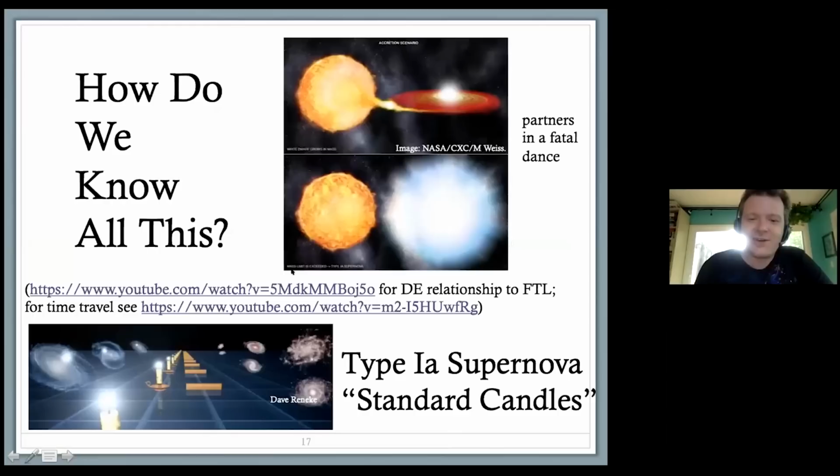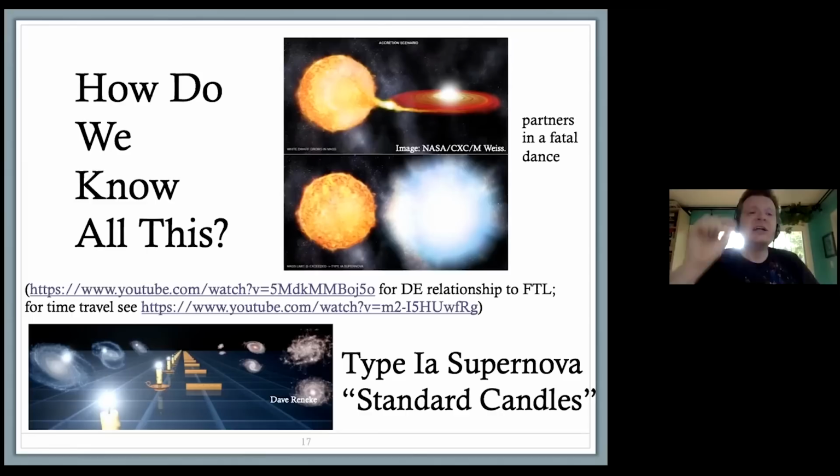So how do we know that? I don't have time like I did for dark matter to get into the whole spiel like I did for dark matter. So I'm just hitting the highlights here for dark energy. And that is, we looked at supernova explosions. We looked at distant supernova explosions in distant galaxies.